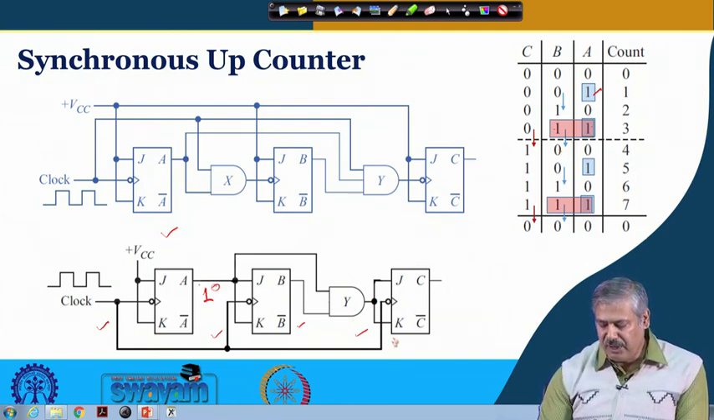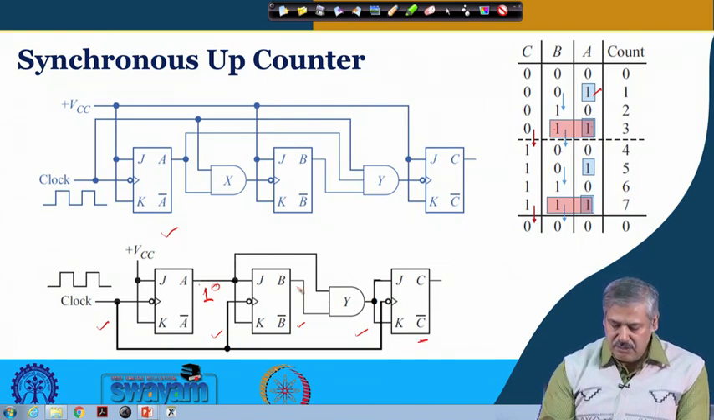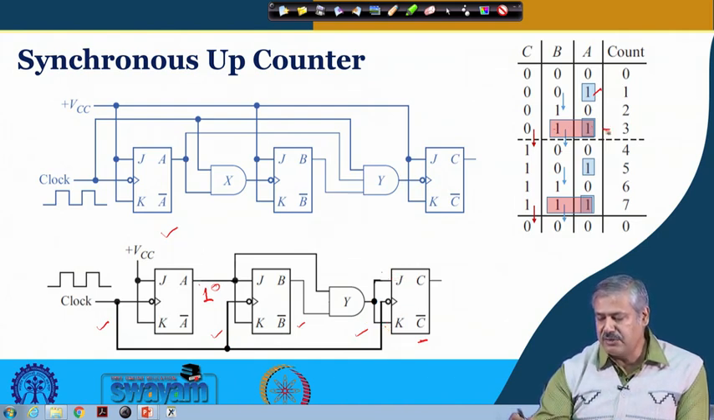And for flip flop C, what happens? When both A and B are 1, then J and K both of them are 1, as is the case over here, then only when the clock comes it triggers and toggles. So it becomes 0 to 1. So every clock instance it gets a trigger, but if the value is 0 it will not change, if it is 1 it will toggle.